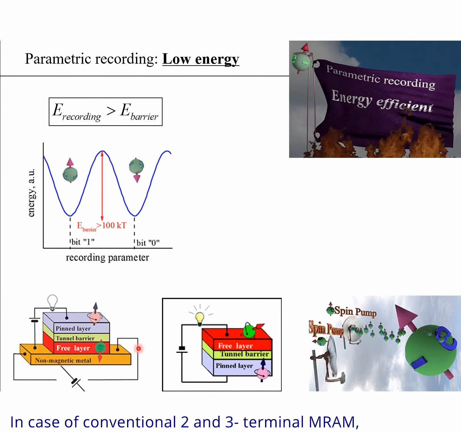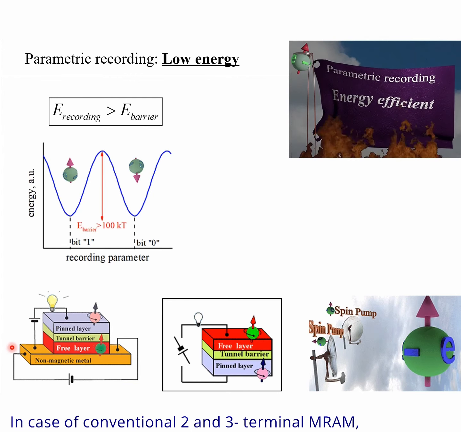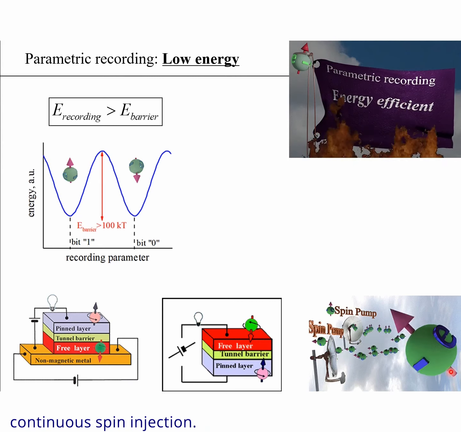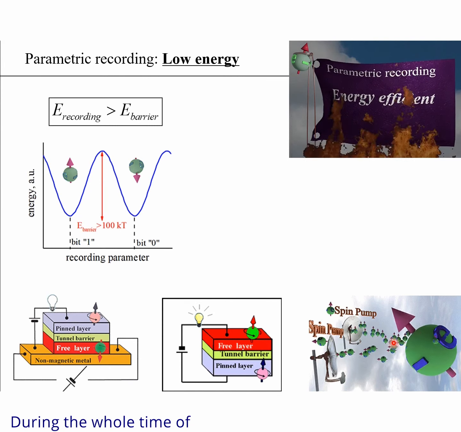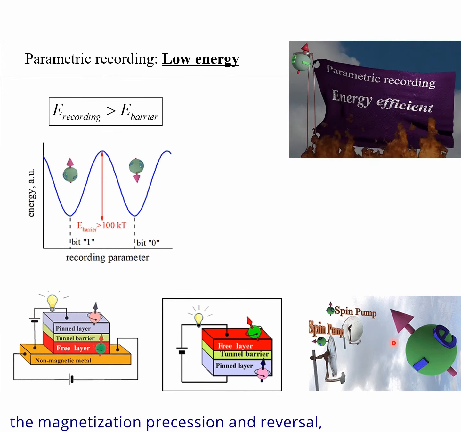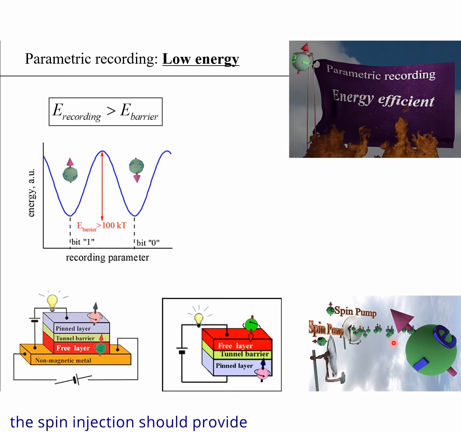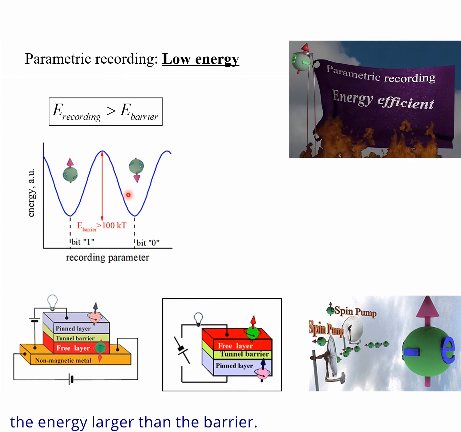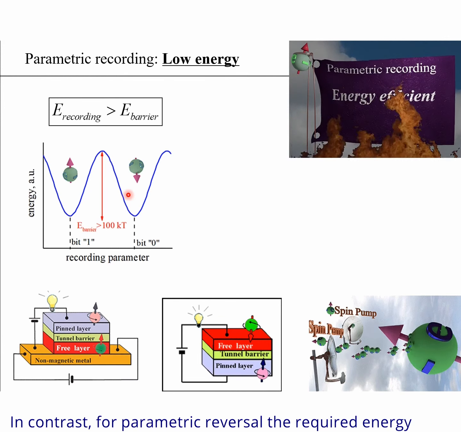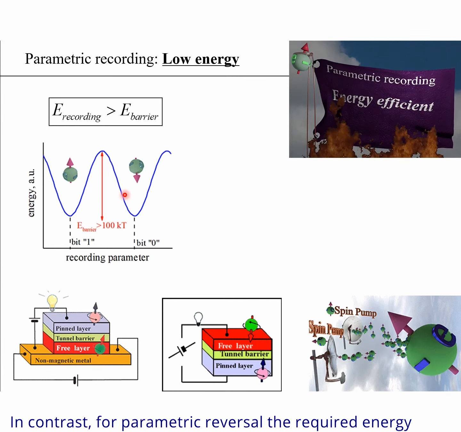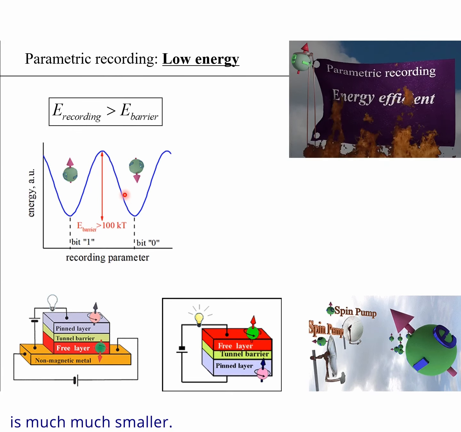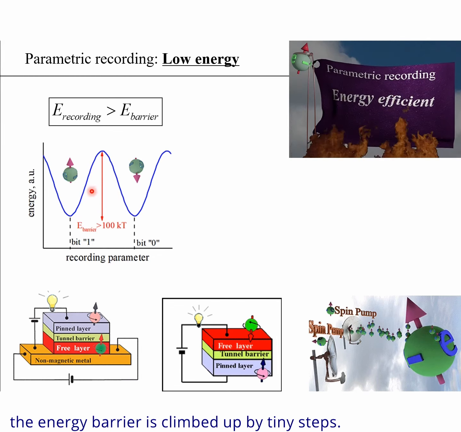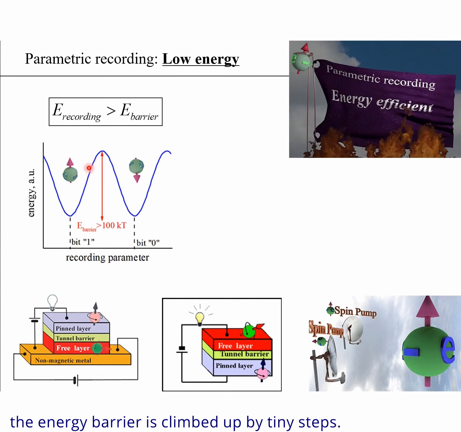In cases of conventional 2 or 3 terminal MRAM, the magnetization reversal is based on continuous spin injection. During the whole time of magnetization precession and reversal, the spin injection should provide the energy larger than the barrier. In contrast, for parametric reversal, the required energy is much smaller. Due to its resonance nature, the energy barrier is climbed up by tiny steps like this.